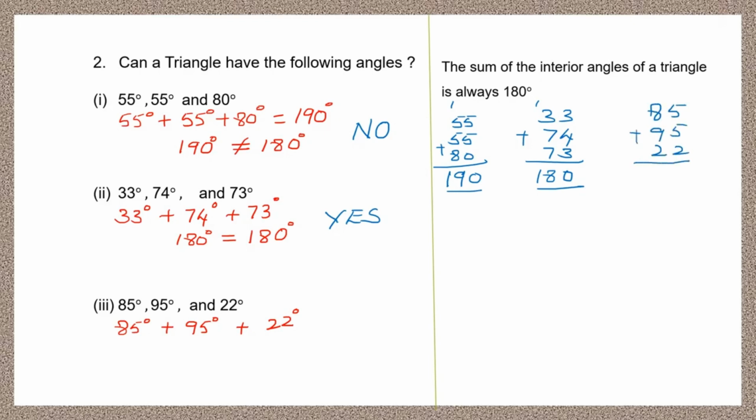5 plus 5 is 10, plus 2 is 12, carry 1. 8 plus 1 is 9. 9 plus 9 is 18. 18 plus 2 is 20. I've got 202. As you can see, 202 degrees is not equal to 180 degrees. So a triangle cannot have these three values as its angles. So what is the answer? The answer is no.